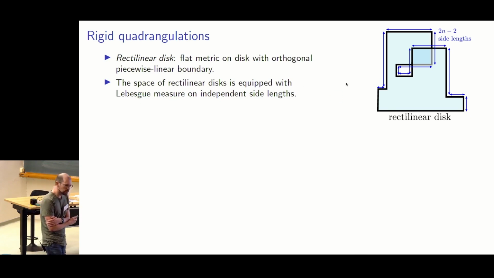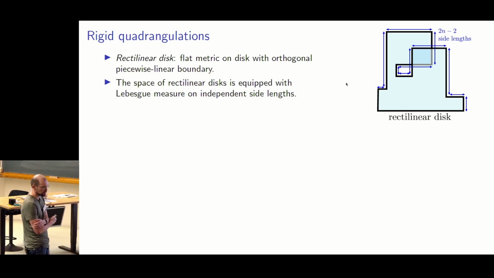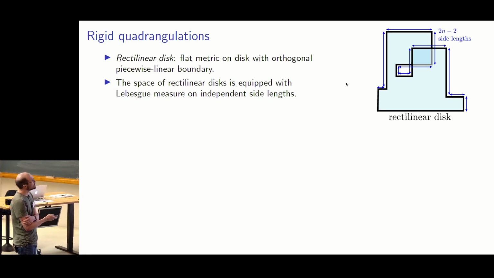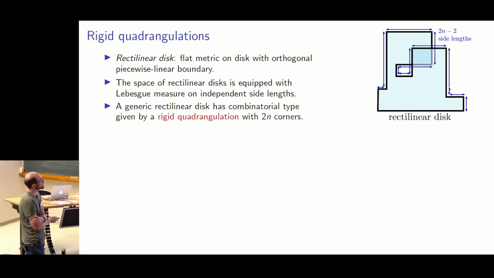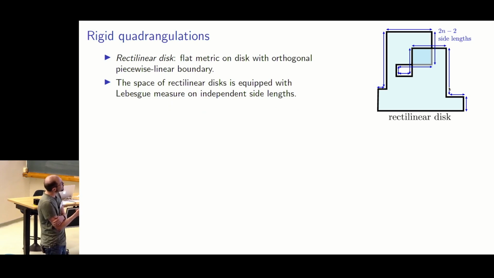Sorry. Don't you have also to decide about the direction where you turn at each angle? Yeah, so I will get to this. So locally I can vary the geometry by changing the side lengths, but there is a combinatorics underlying this. So let me describe this. So in particular we can make sense of kind of a uniform rectilinear disk of fixed perimeter.